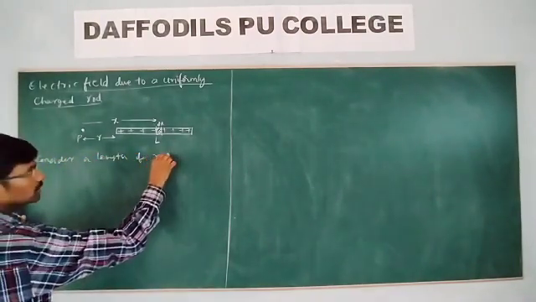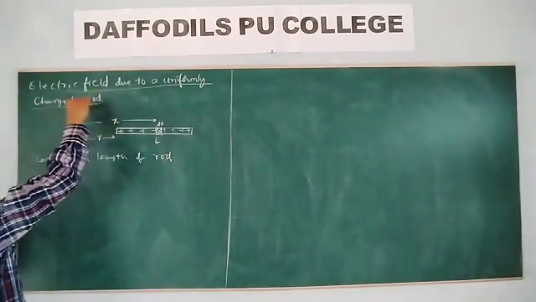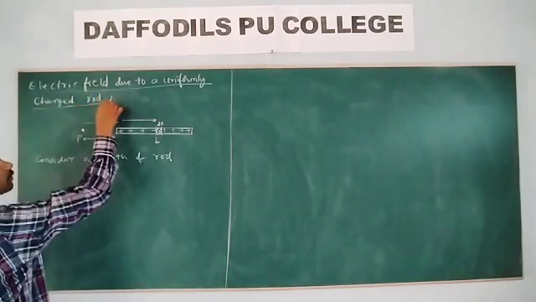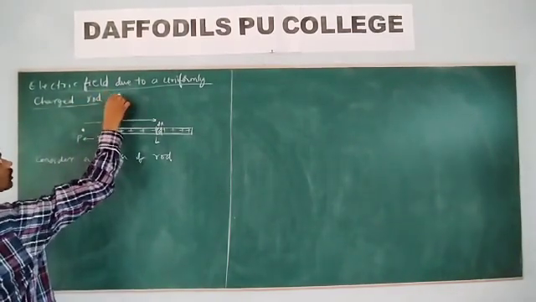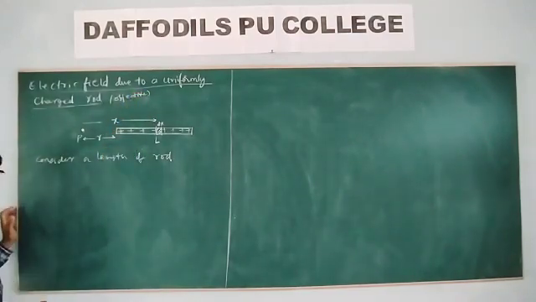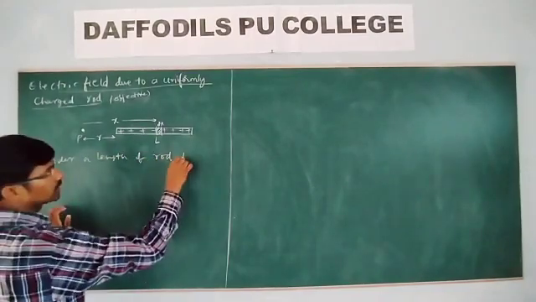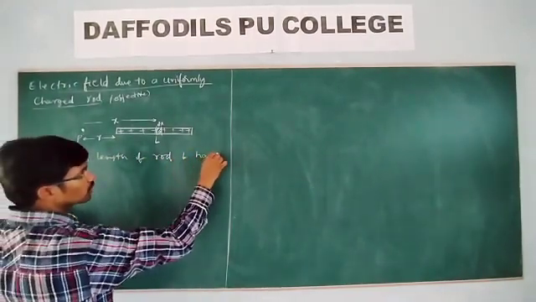This is not in the state PU syllabus, not in the textbook, but it is a point of Objective 2, and we are discussing it here. So consider a rod of length L having charge Q.